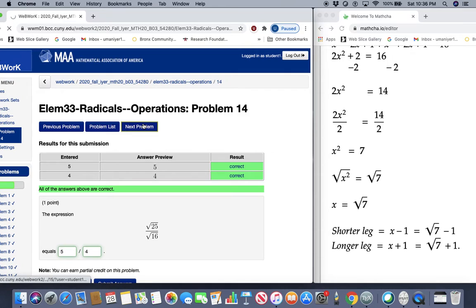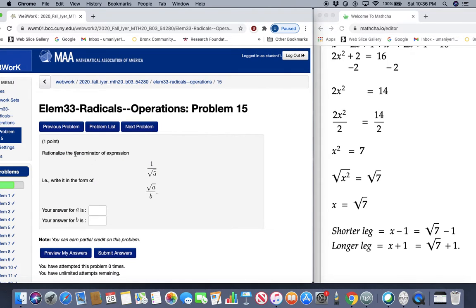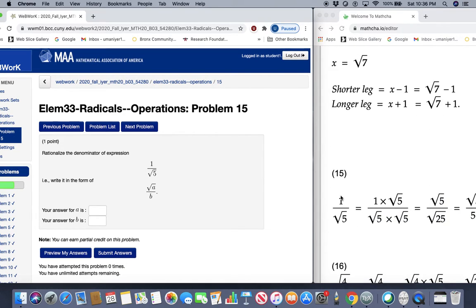Next, rationalize the denominator. 1 over square root 5. You multiply the numerator and denominator by square root 5. 1 times square root 5 over square root 5 times square root 5.